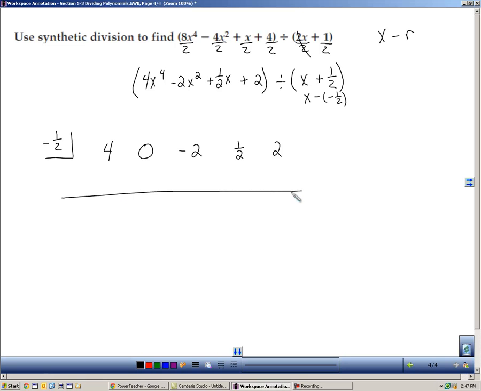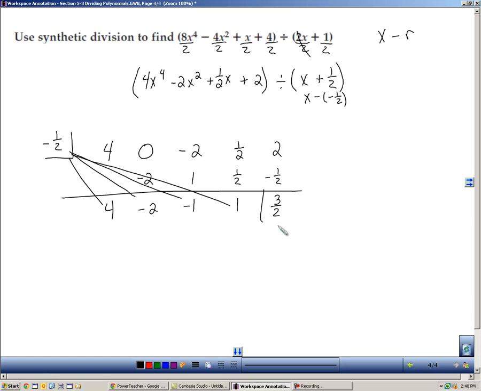So now let's use synthetic division. 4 plus nothing is 4. Multiply -1/2 times 4. I'm going to get a -2. Add those together, -2. Now we multiply -1/2 times -2 and get a positive 1. Add those together, get a -1. Multiply -1/2 times -1, you get a positive 1/2. Add those together, get a 1. And then multiply -1/2 times 1, you get a -1/2. So 2 minus 1/2 is 3/2, or 1 1/2.